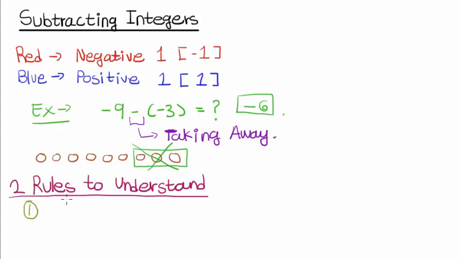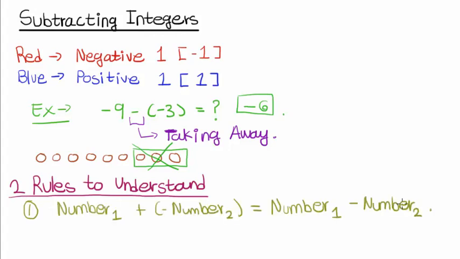The first rule is pretty much like this. Now, all this rule really means is that if I have some number, and I denote that number as number 1 right here, and I have another number, but in this case, that number is a negative number, which is represented as negative number 2 over here, and if I'm adding those two numbers together, that is the same thing as saying number 1 minus number 2.